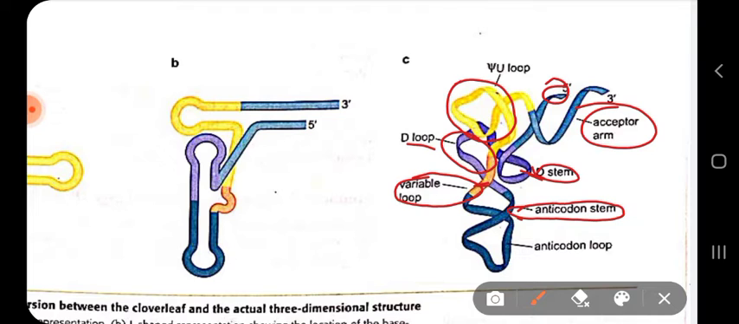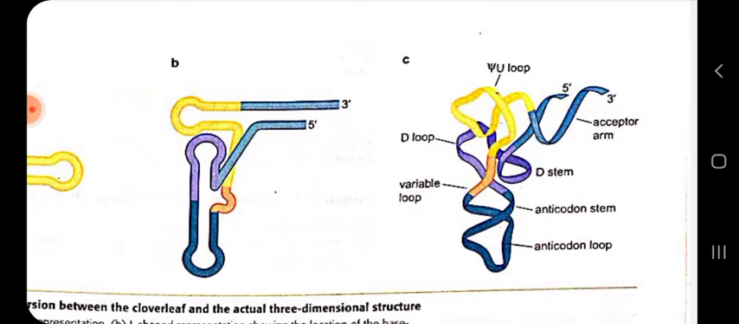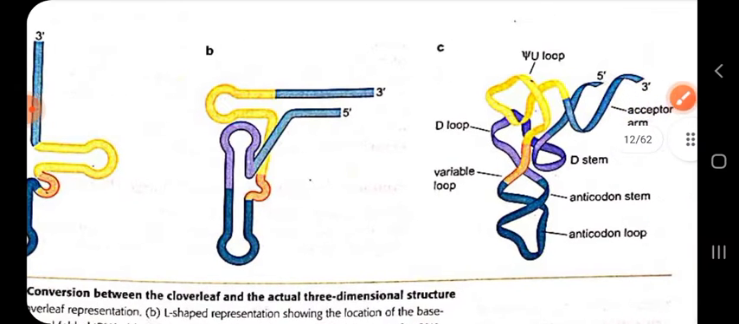The anticodon stem is shown in deep blue, navy blue color, and the anticodon loop has the anticodon sequence, which will recognize particular codon regions in the mRNA, specific for a particular amino acid, that codes for a particular amino acid. So this three-dimensional structure of tRNA has been shown here.